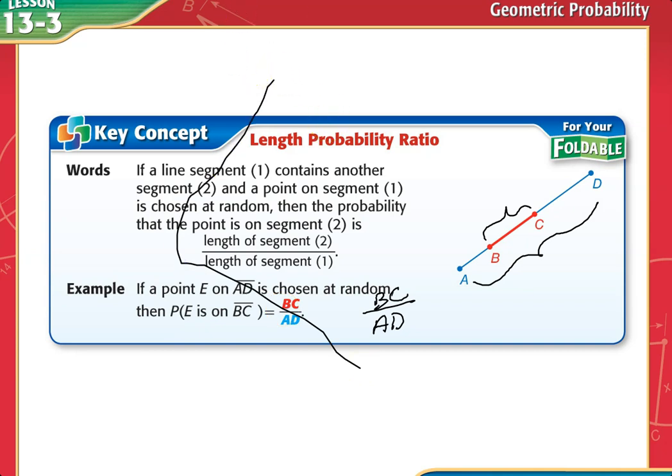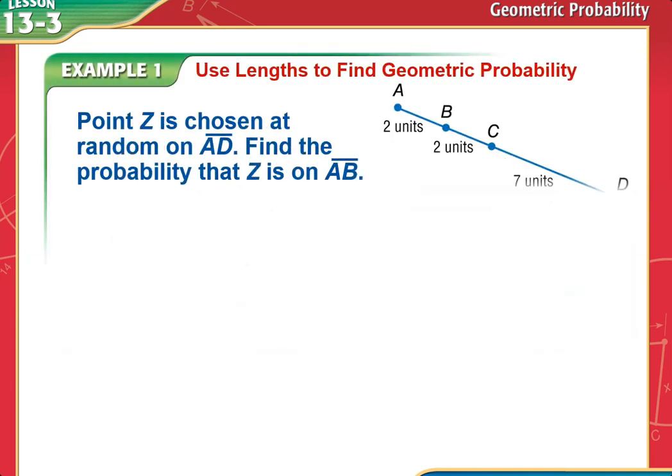So let's look at the first example. Point Z is chosen at random on AD. Find the probability that Z is on AB. Well, since it's at random on A to D, and AD is a measurement of 2 plus 2 plus 7, that ends up being 11 units, and the AB portion of that is 2. So how about 2 11ths?